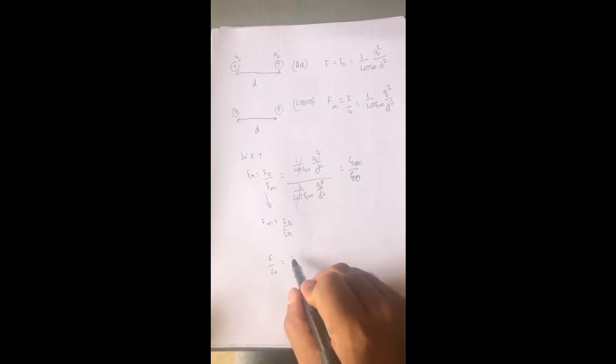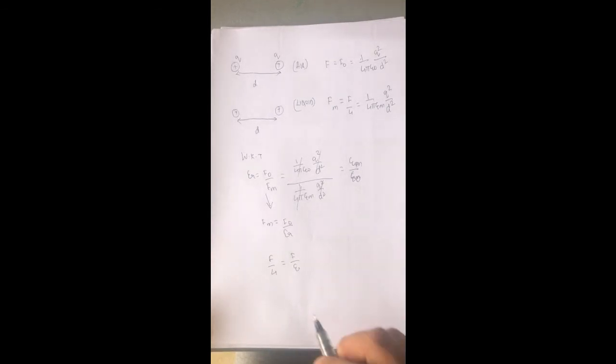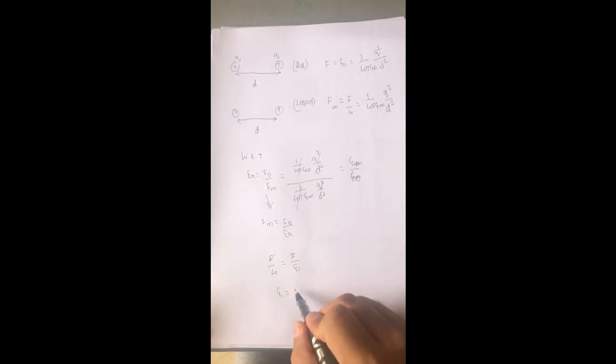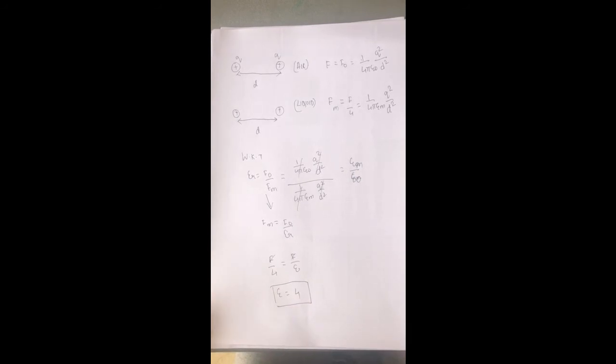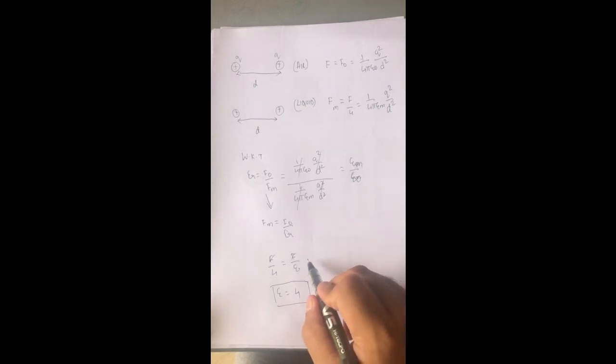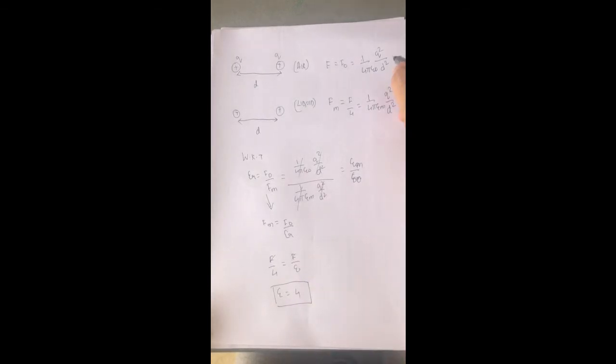Whereas the same charges placed in a liquid at the same distance d have force Fm, where Fm is the force in the medium. It becomes 1 by 4 of the value in air. So you can see the rest of the relation. We took the relative permittivity and, substituting the values, we get epsilon r as 4.